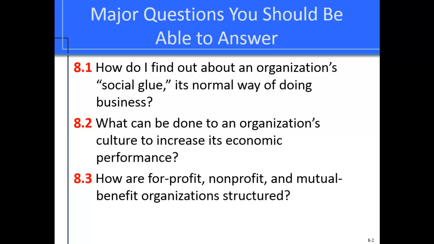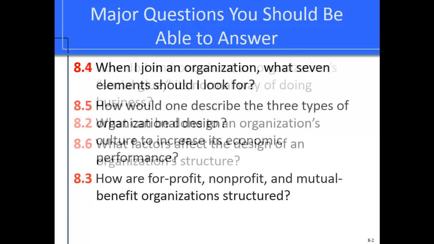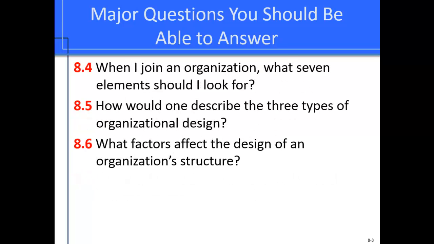After reading that section, you should be able to answer this question. How are for-profit, non-profit, and mutual benefit organizations structured? Moving on to the fourth part of Chapter 8, which is over the major elements of an organization. You should then be able to answer this question. When I join an organization, what 7 elements should I look for?